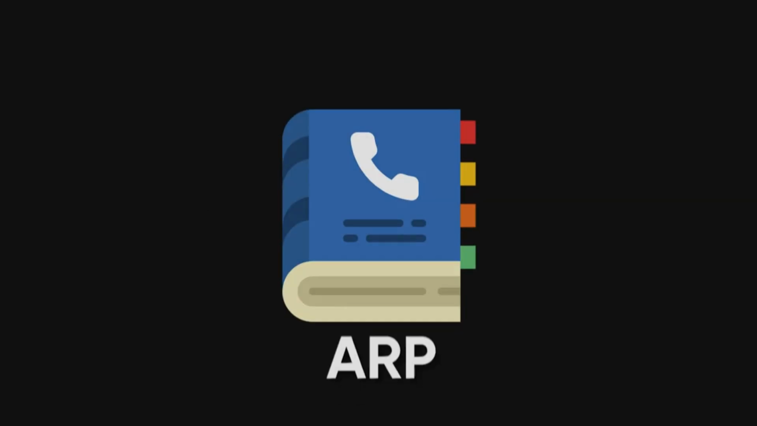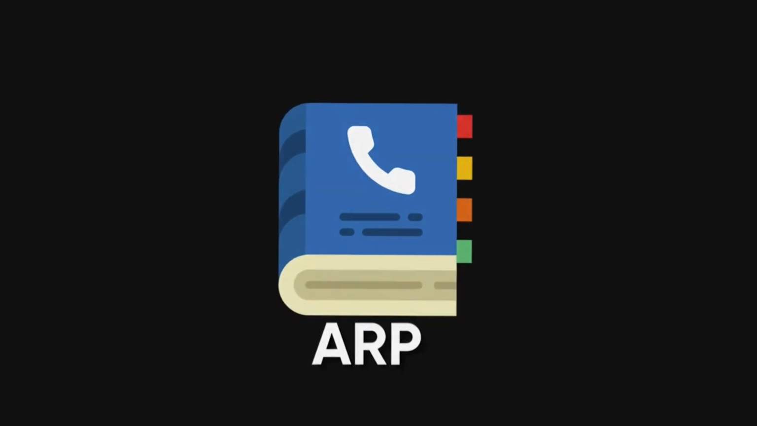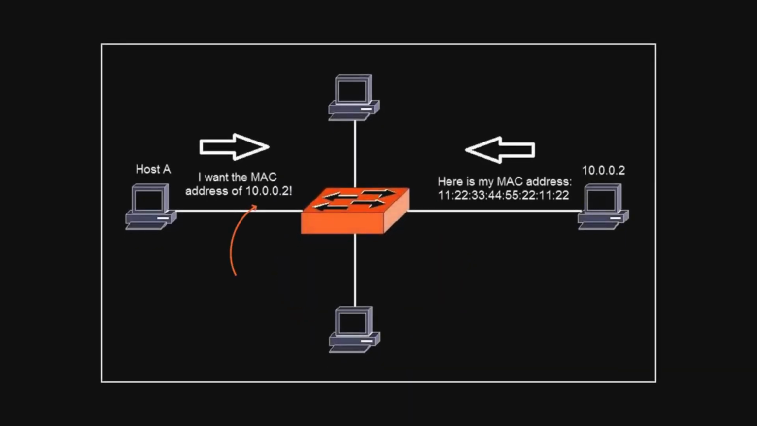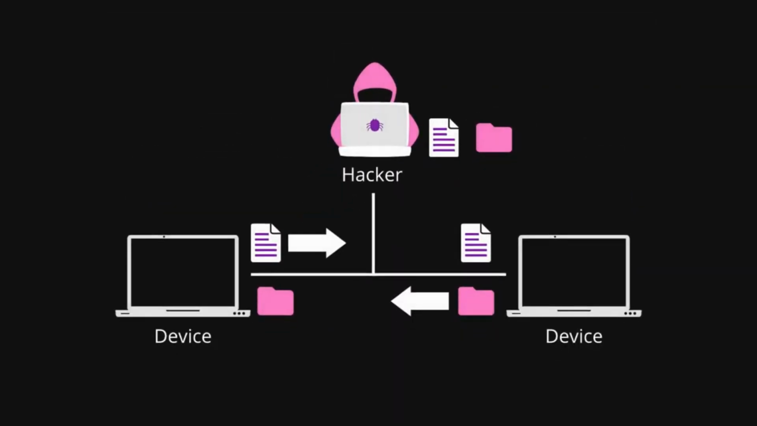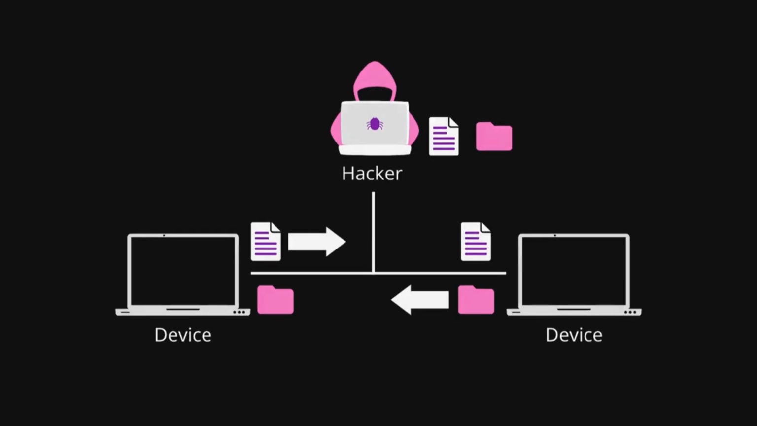Now, what exactly is ARP spoofing? ARP is like a phone book for your network. It links an IP address, which is like a phone number, to a device's MAC address, which is like the phone itself. ARP spoofing tricks devices into thinking you're the router, so they send all their traffic to you.